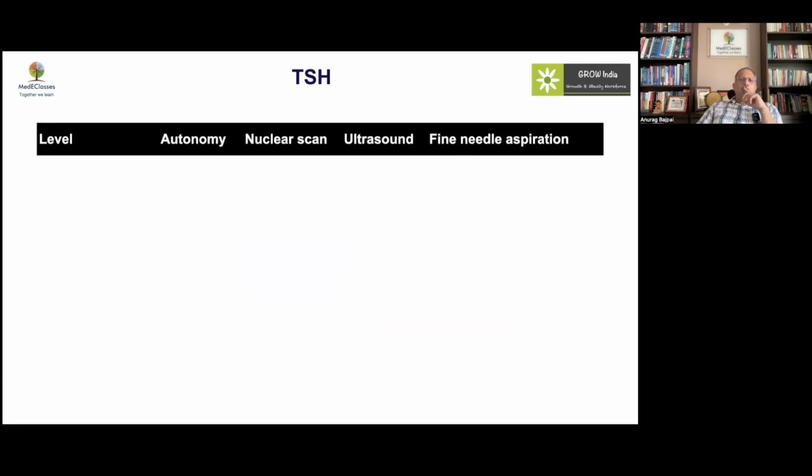Now, TSH level also, of course, becomes important, gives you a clue. And very important to understand that the higher the TSH level, the greater is the risk of malignancy. So if your TSH is very low, which means there's a functional lesion, the risk of malignancy is low. But as the TSH level is going up, the risk of malignancy goes up. And that also is important because TSH is a very, very potent stimulus for the thyrocyte to grow. So if you have any lesion which has a tendency towards growing more, if your TSH is high, there's a risk of malignancy.